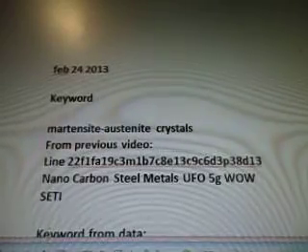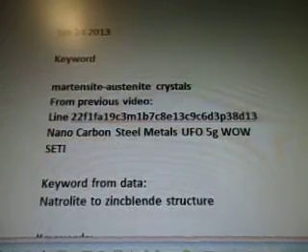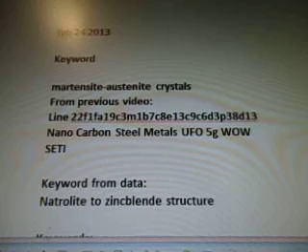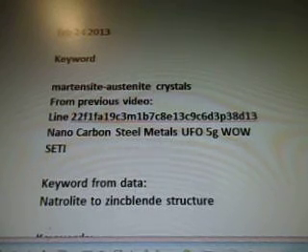Martensite-austenite crystals. Previous video, line 22f1fa19C3M1b7C8E13C9C6D3P38D13 Nano carbon steel metals UFO 5G Wow Seti.